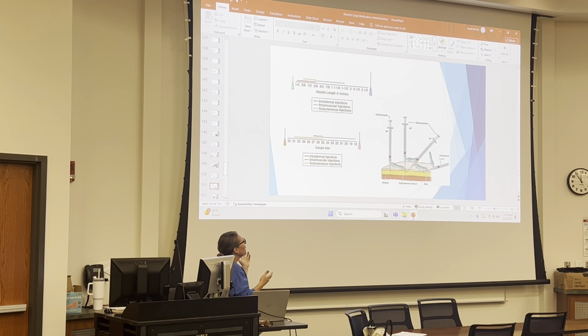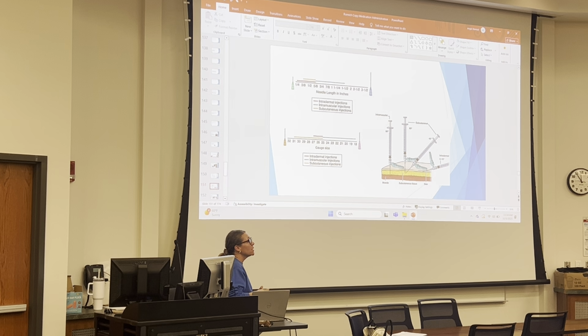Okay, so if I have a patient who is very, very fluffy and I'm going to give it in their stomach, I can go in at 90 degrees. I don't even really have to pinch it. There's plenty of tissue there. I'm going to get the right spot. I can just put my hand here, go right in at 90 degrees, push it in, and I'm good.